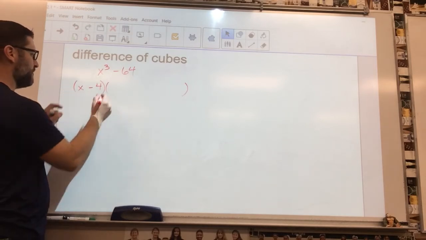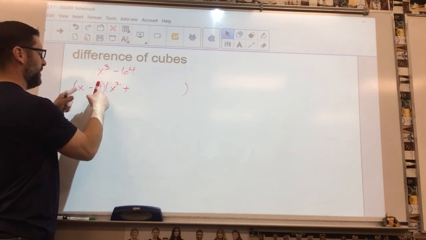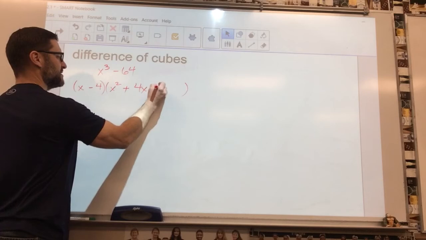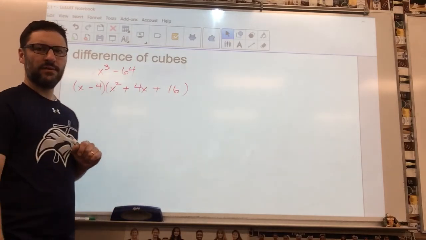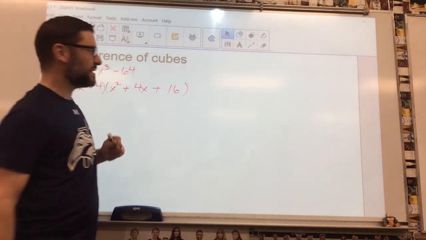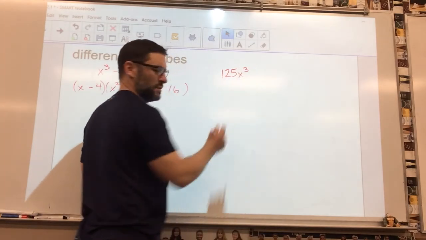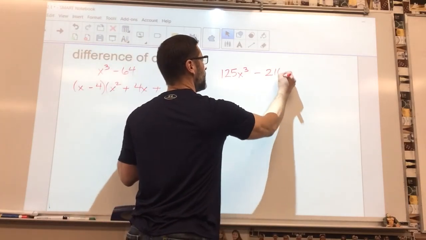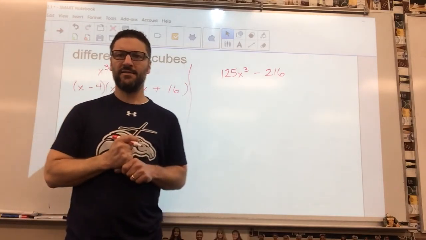Okay? Square the first term, x squared. Change the sign, plus. Multiply the two together, 4x. Always plus, plus. Square the last term, 16. And we have it. Difference of cubes. All right, let's see if you can do this. I'm going to give you a hard one. See if you can get through it. 125x cubed minus 216. I'm telling you, all of those are cubes. Press pause and see if you can do it.